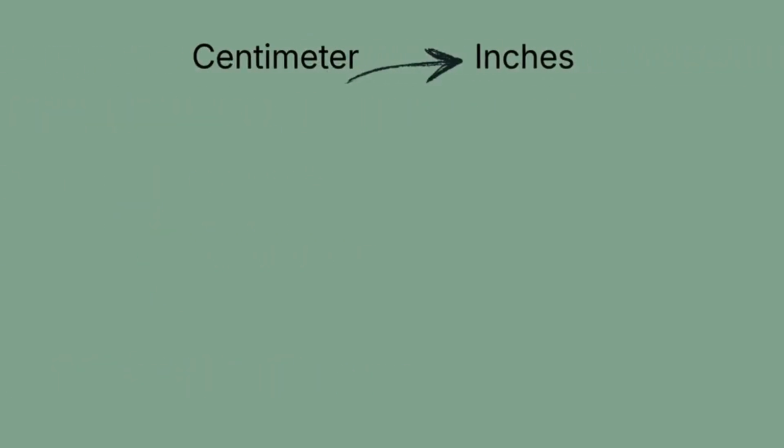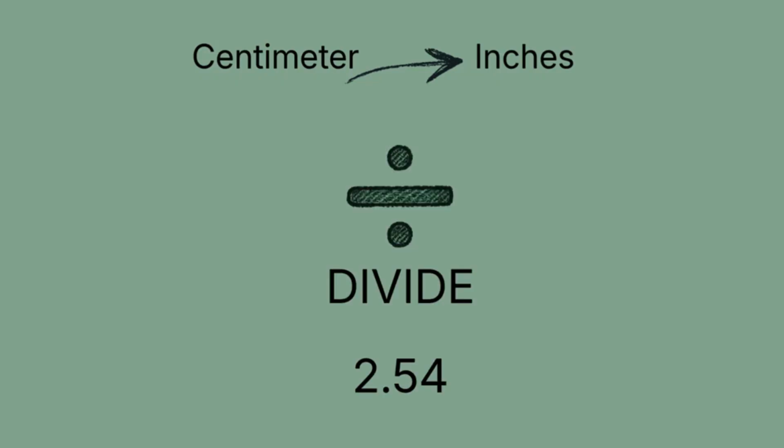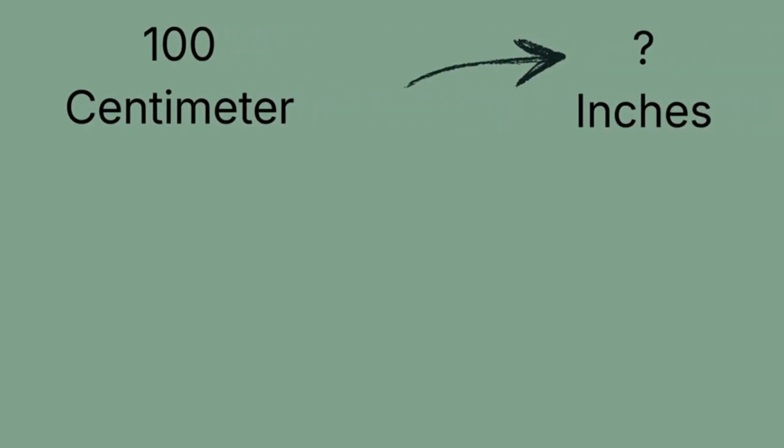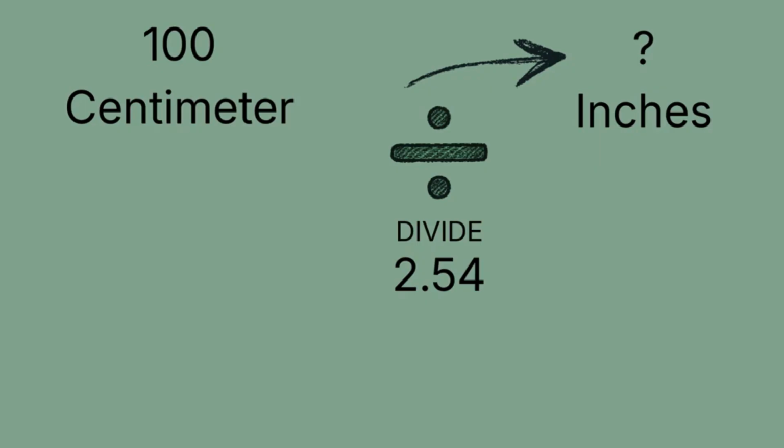If you want to find how many inches something is when given a measurement in centimeters, you divide by 2.54. So if an object measures 100 centimeters, dividing by 2.54 gives you 39.4 inches rounded.